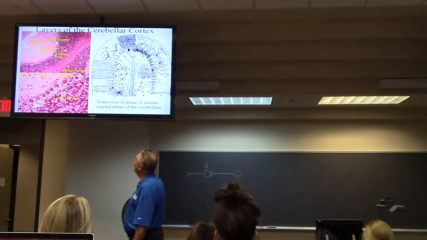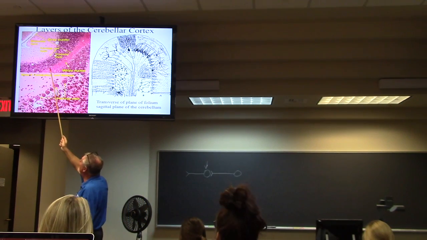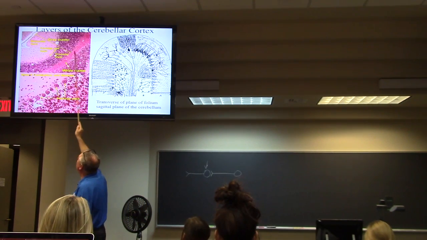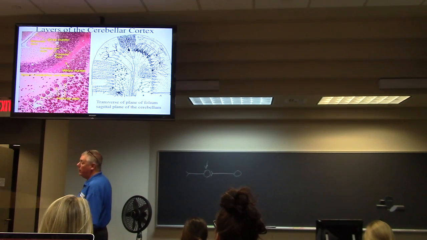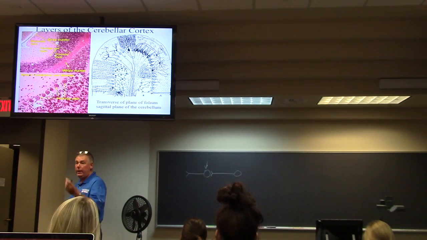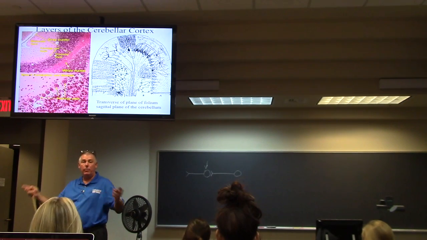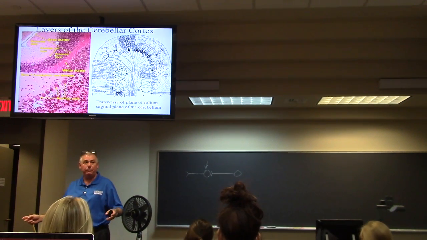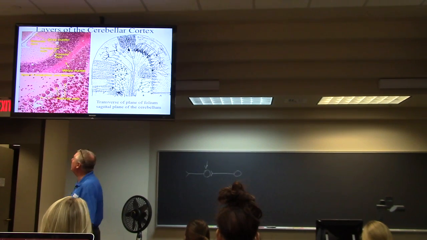If you look at this histologically, the gray matter is from here up, and there's the white matter in the center. The gray matter is divided into 3 different layers of the cerebellum, and it's consistent pretty much all through the cerebellum. This whole cerebellum pretty much has this structure.